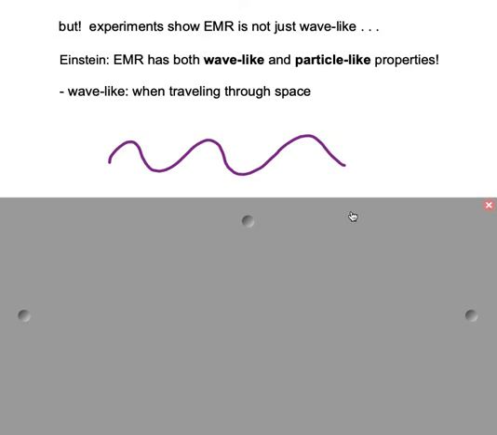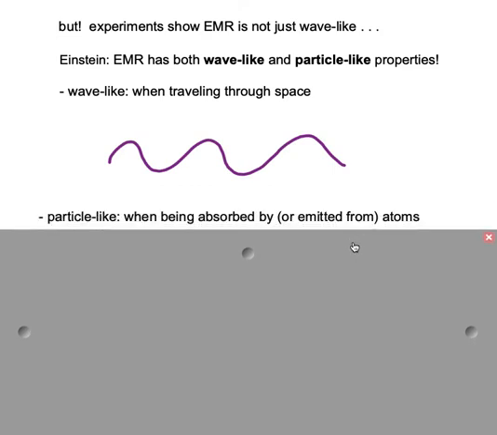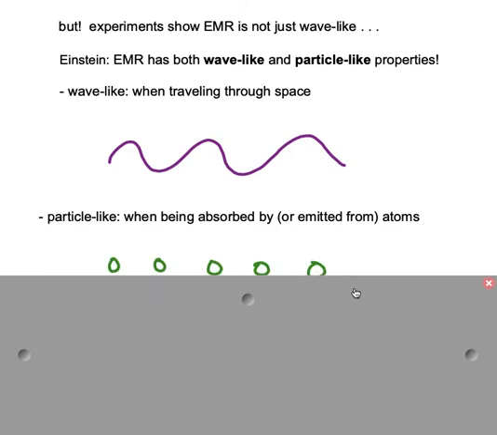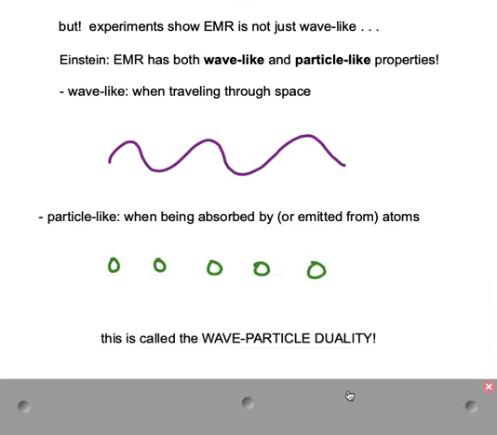It's wave-like when it's traveling through space, but it's particle-like when it is being absorbed by or emitted from atoms. Okay? This is called the wave-particle duality of electromagnetic radiation. And when energy is being particle-like, we say that it is quantized. What does that word quantized mean? We'll be using that a lot this unit, so let's make sure we understand it.